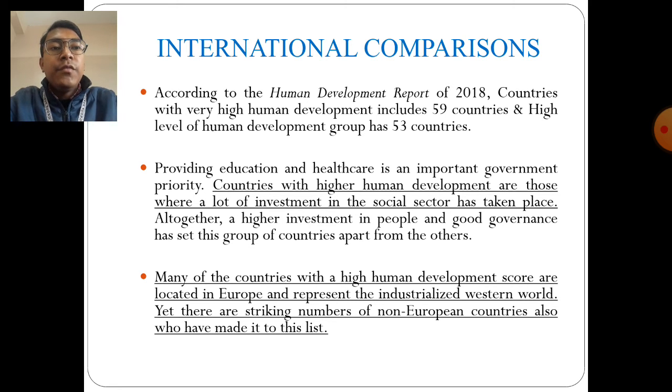Many of the countries with a high human development score are located in Europe. They are located in the continent of Europe and represent the industrialized Western world actually. So the countries having a very high and high level of human development basically belong to the continent of Europe, and these are the industrialized nations of the Western world. But apart from this, there are many non-European countries, and these countries have also been placed in the very high and the high level of human development group.